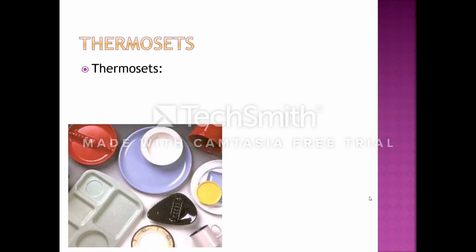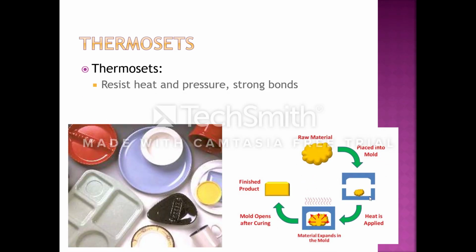Thermosets. These are different than thermoplastics. They are heat resistant, or resistant to heat and pressure. They have strong bonds. As you can see in the diagram there, they are not a full loop. It starts as a raw material. It's placed in a mold. The mold is heated up. It expands to the mold shape, and then you have the finished product.